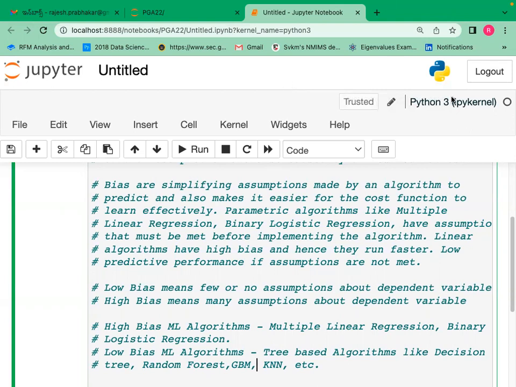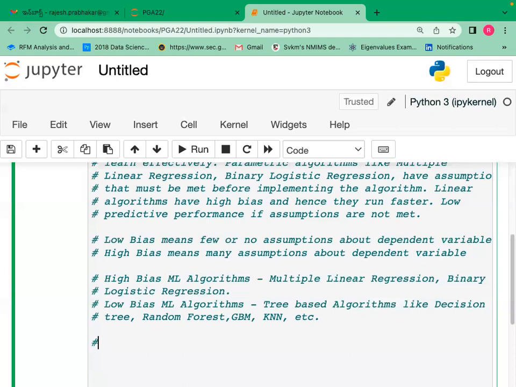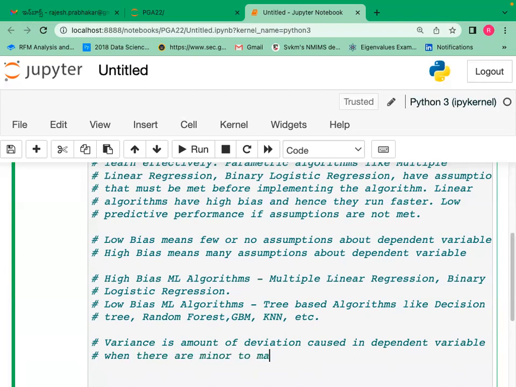Hello. Okay, so let us go with the next part of the things. Variance. So variance is the amount of deviation caused in the dependent variable, the amount of variation caused in the dependent variable when there are minor to major changes in the input variables or independent variables.